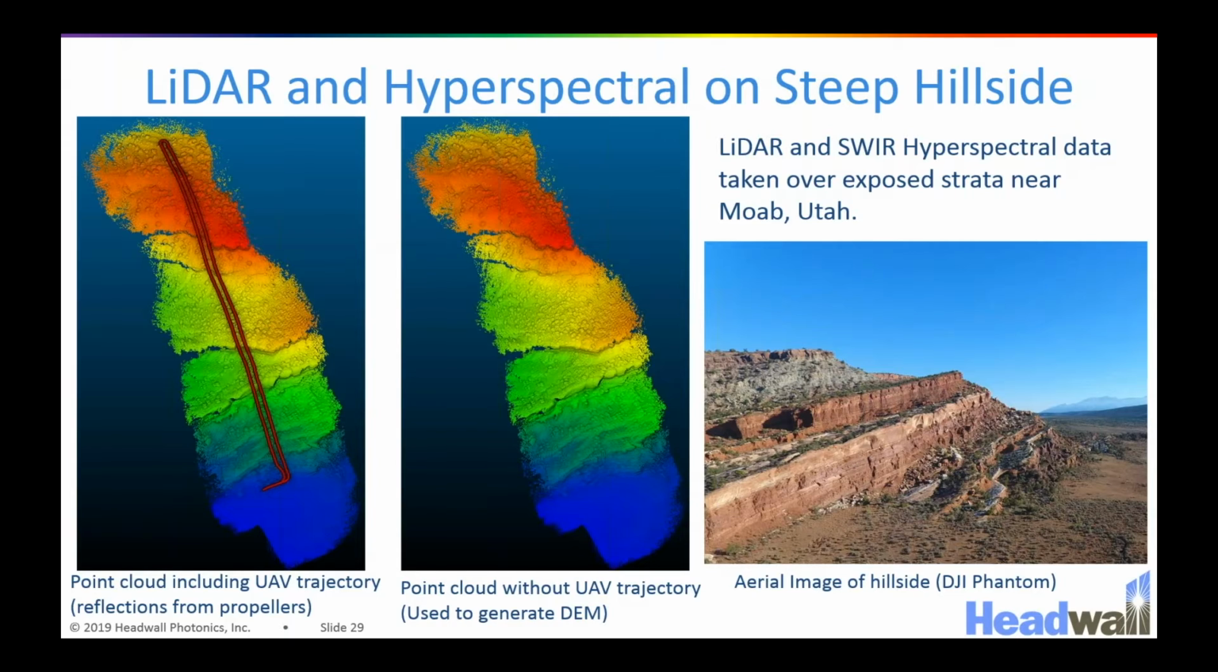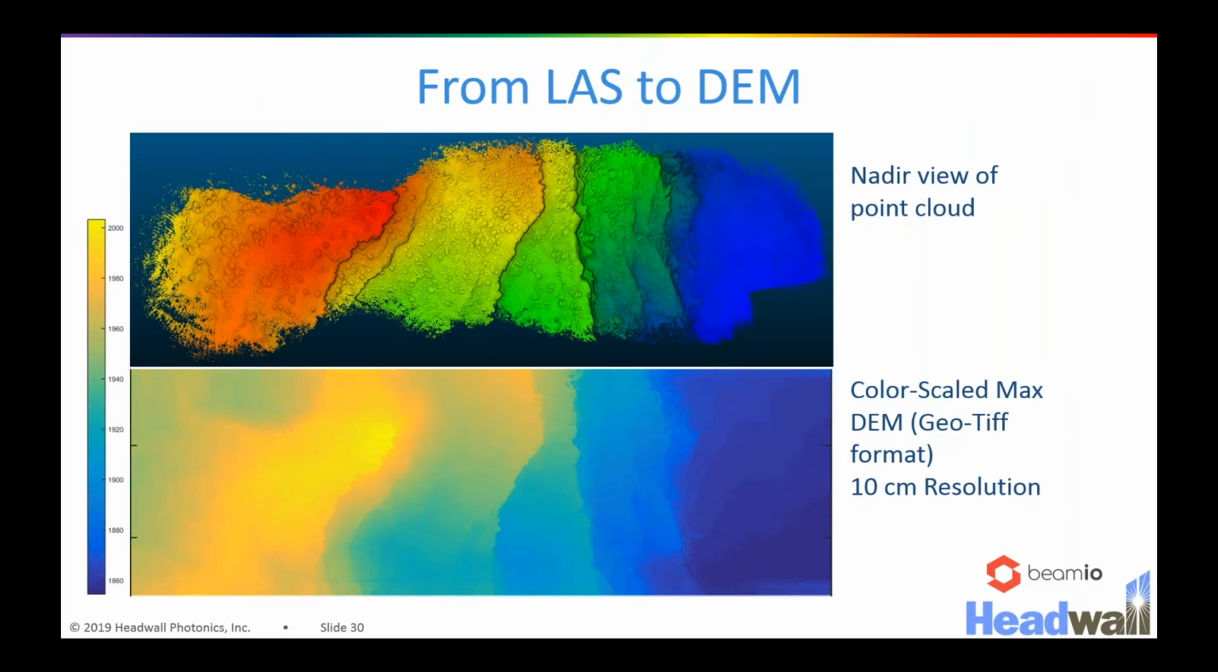And so these are just some images of LiDAR data that was gathered over a steep hillside. So you can see the higher part of the hillside is in red and the lower part of the hillside is in blue. And this is just, again, an illustration of turning this LiDAR data into a digital elevation model that, again, is taken care of in Headwall software.